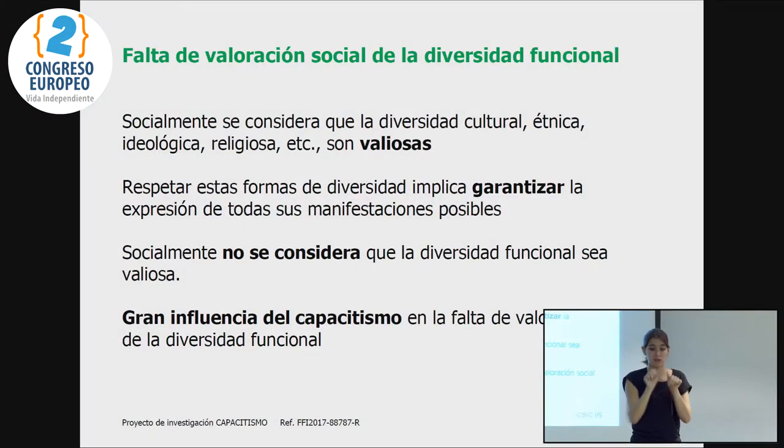But the fact is that to respect this type of diversity means to guarantee expression: cultural, ideological, gender, religious expression. And to the contrary, this is not socially evaluable. One cannot evaluate that socially. So people don't think that this should be respected, and one doesn't really guarantee this idea of functional diversity for us. So ever since we're little, through images and pictures and so many different ways, I think that for the moment this is a barrier, which means that functional diversity isn't assessed socially.